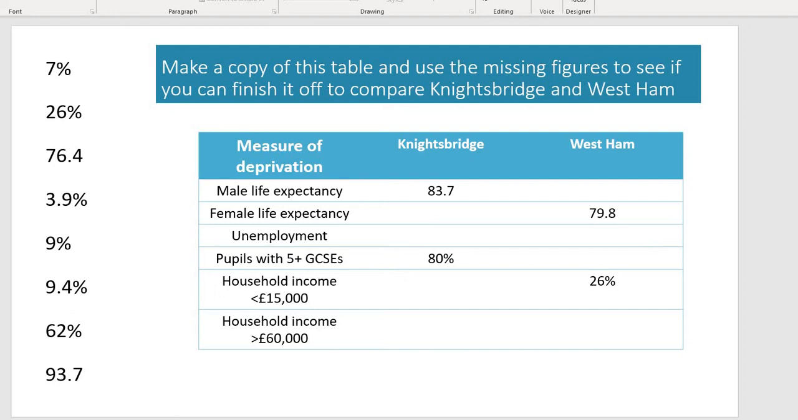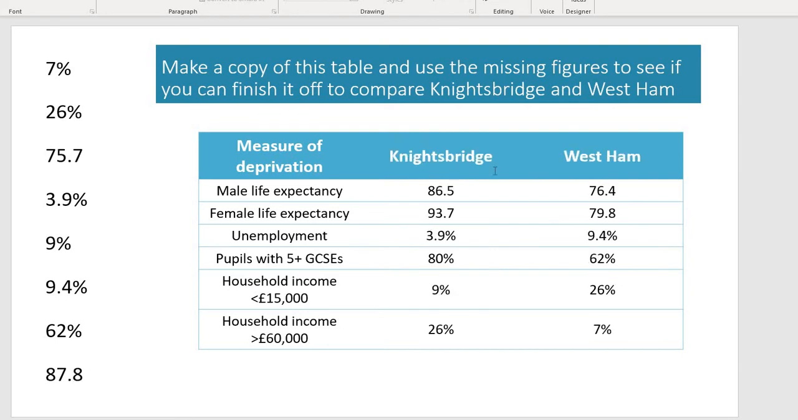And here coming up now are the answers for you. So hopefully you've got something similar to this, if not exactly the same. And what you can see all the way along it is for every single measure of deprivation, Knightsbridge is shown to be way more wealthy than Westham.